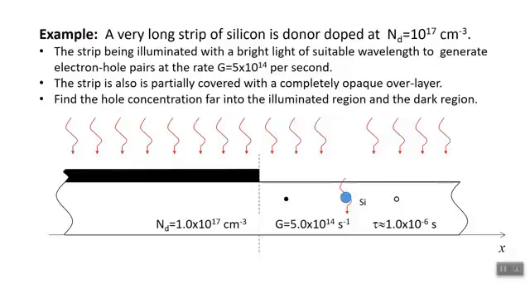This particular silicon semiconductor was doped with a concentration of 10 to the 17th donors per cubic centimeter. So it's an N-type semiconductor. Majority carriers are electrons. And we want to find the hole concentration far into the illuminated region and then the dark region. What I mean is way over here for the dark region and way over here for the illuminated region.